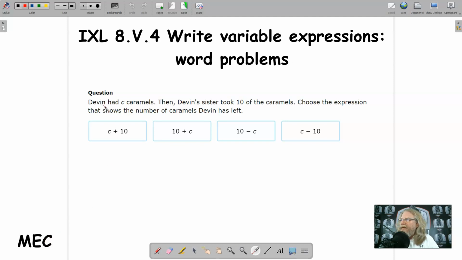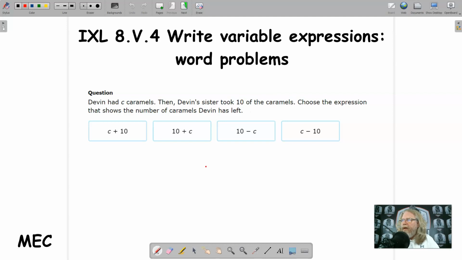So, question is, Devin had C caramels, then Devin's sister took 10 of the caramels. Choose the expression that shows the number of caramels that Devin has left. So we're starting with C, and we're subtracting 10 because his sister took them away, so we're taking something away. So what we're starting with minus what's taken away.